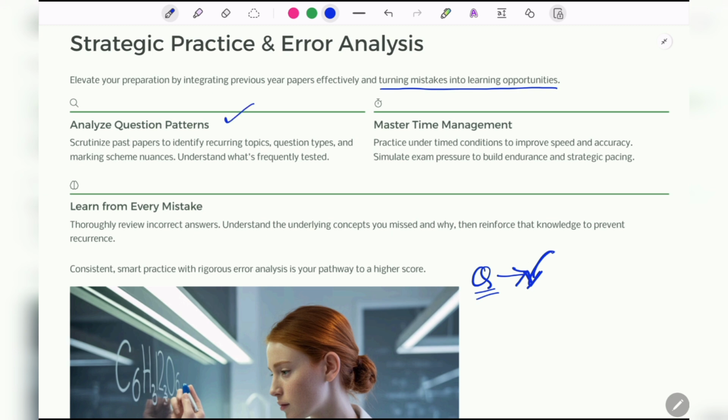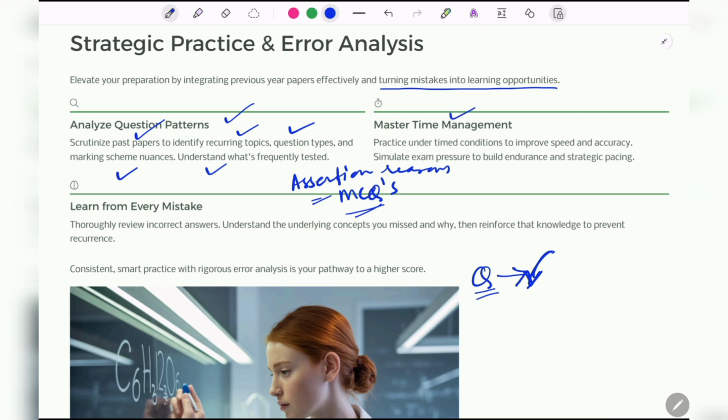So analyze the question patterns. The question papers of the previous years have to be seen, and the topics which are recurring again and again you have to understand. Revise question types: 1 mark, 2 mark, 3 mark. Assertion reason questions are very important right now in the present scenario. Assertion reason and MCQs, these are the 2 types of questions which are asked in chemistry. And with marking schemes, understand what's frequently tested.